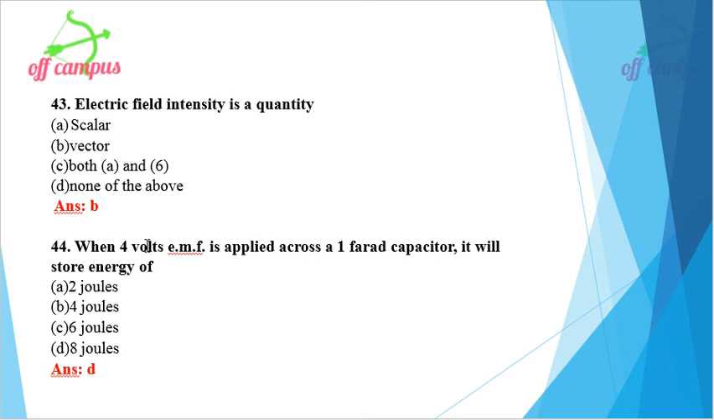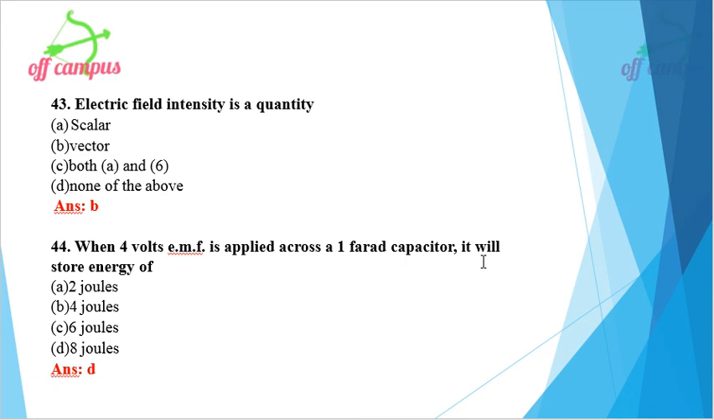Then, when a 4 volt EMF is applied across a 1 farad capacitor, what will the stored energy be? E equals half CV squared. What is C here? C is 1. What is V squared? V squared is 16. So half CV squared, with C equal to 1, multiplying with 1 gives 1 only.